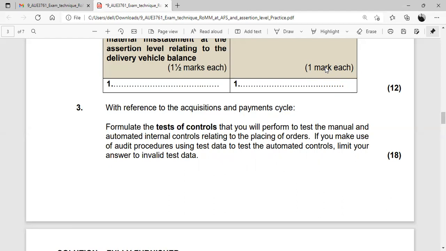Then it says: formulate the tests of controls that you will perform to test the manual and automated internal controls relating to the placing of orders. And if you use auditing procedures using test data to test the automated controls, limit your answer to invalid test data. Okay, so let's talk about this question. Let's start with the tests of controls. What is your understanding of tests of controls? Anyone?